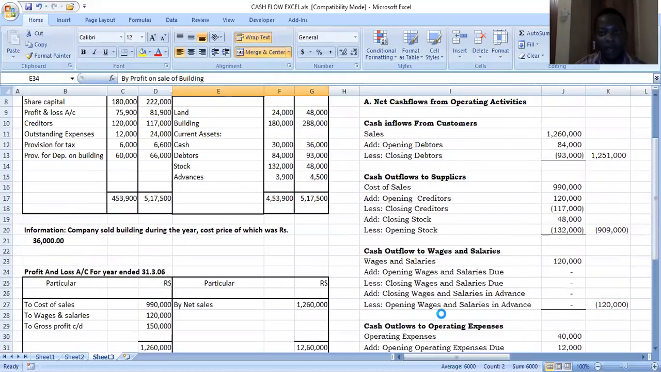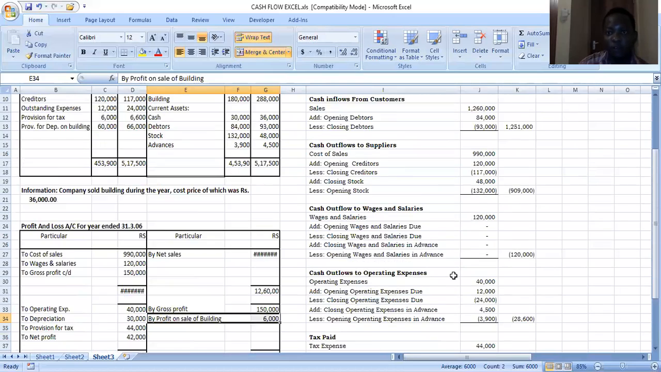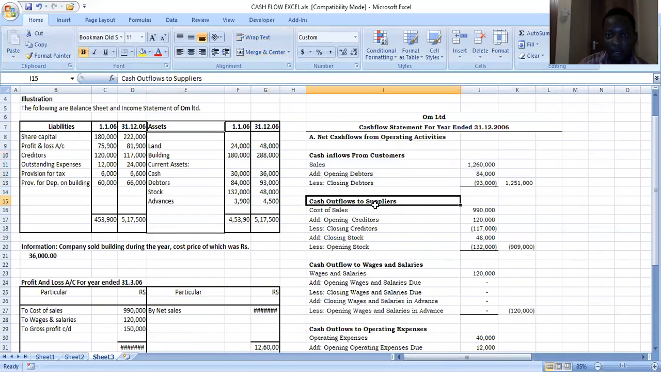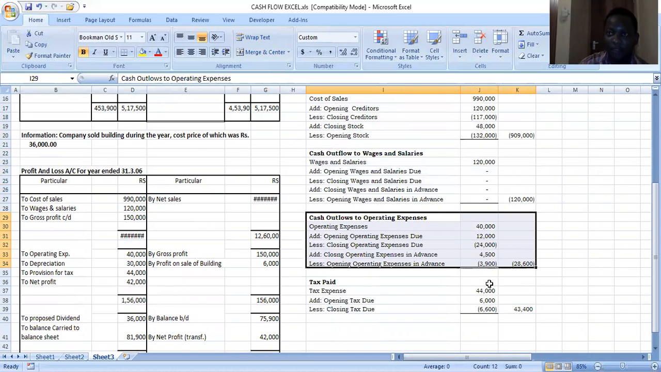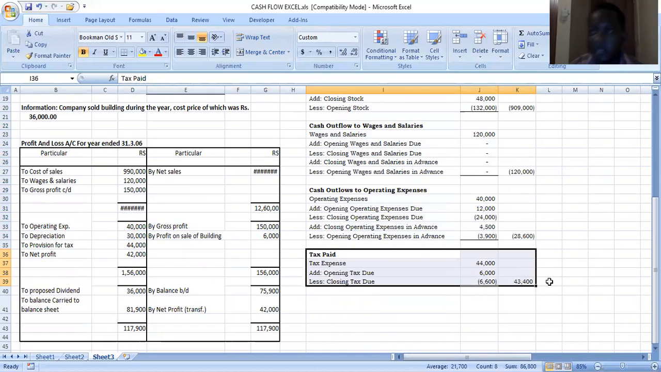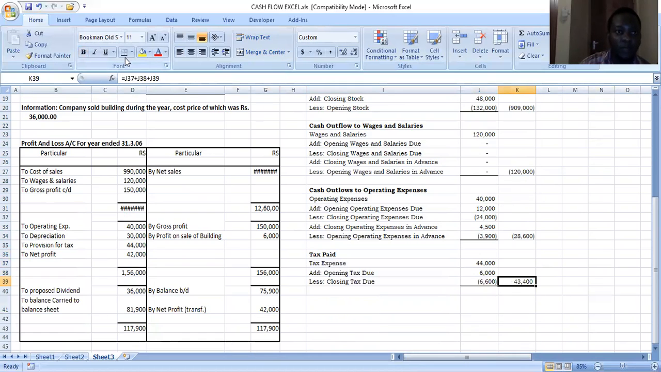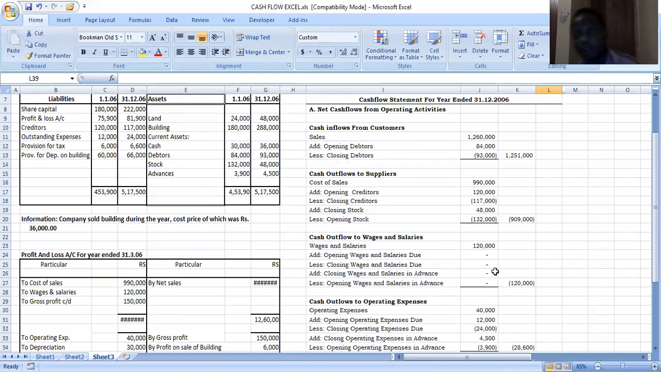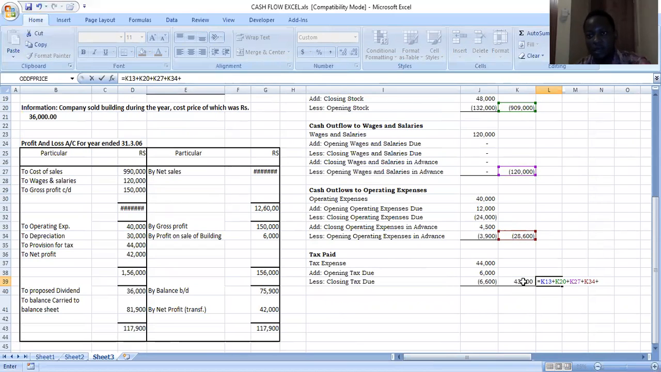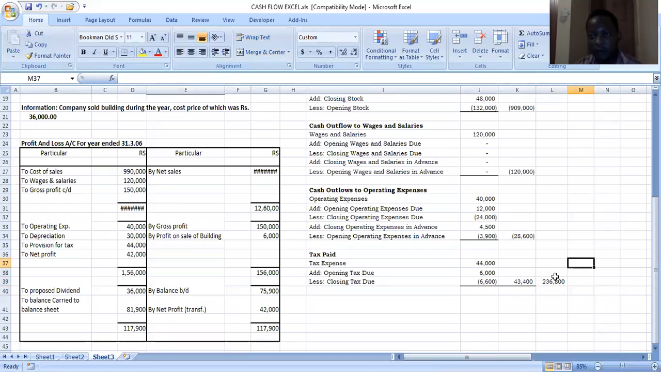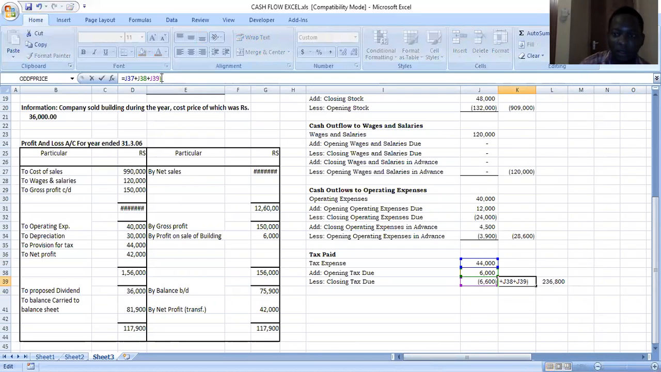So with that, we now have our cash flows from operating activities. We have cash inflows from customers, cash outflows to suppliers, cash outflows to wages and salaries, cash outflows to operating expenses, and the tax paid. Those are the only cash operating activities of the business during that year, as per the question. So we add them to get the cash flows from operating activities. Therefore we have 1,251 minus 909 minus 120 minus 28,600 minus 43,400. So 43,400 needs to be in brackets to show a reduction. And I've forgotten that.